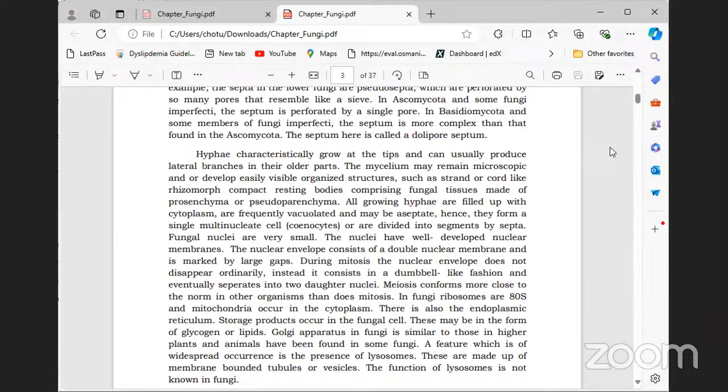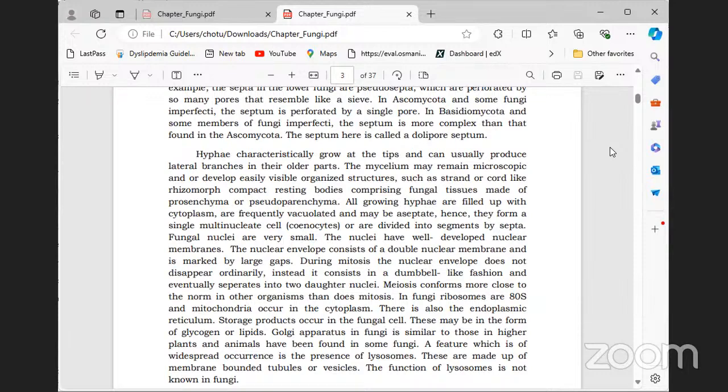In this one, hyphae characters, the main important point is that the fungal body is a microscopic structure. And coming to the next part, hyphae is the characteristic feature of this one. And next, in the hyphal fungus tissues, the most important point is that the mycelium may remain in a macroscopic structure, where easily organized structures are present.